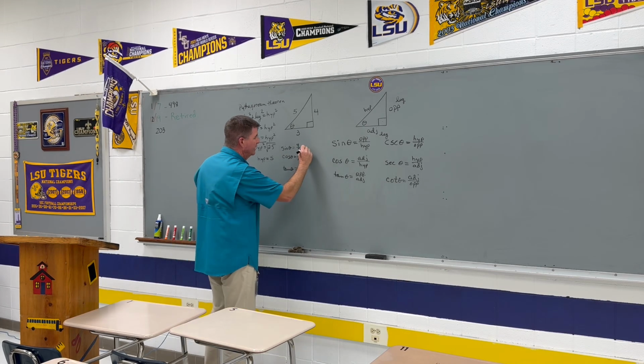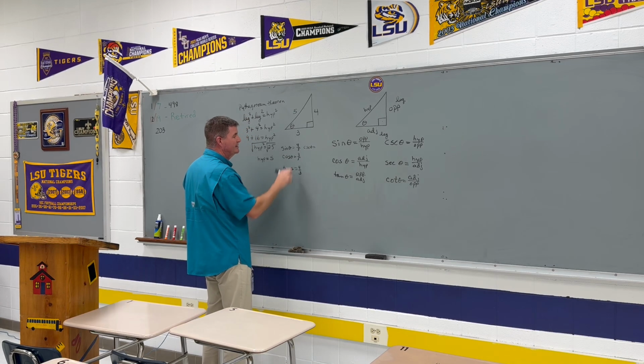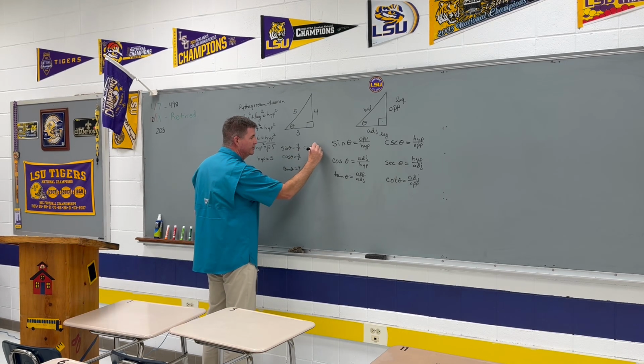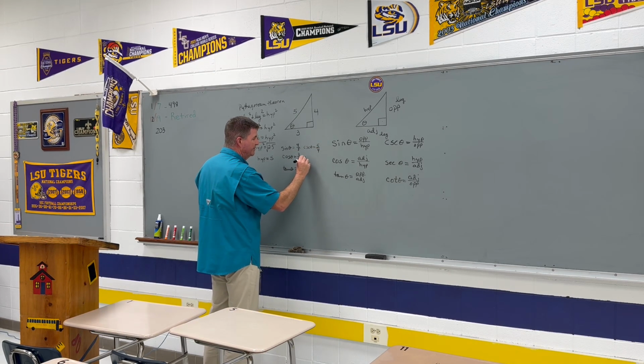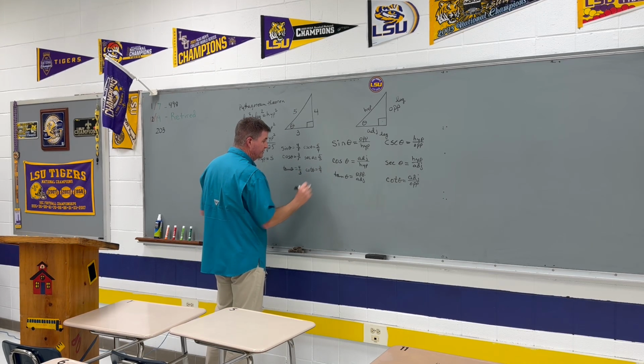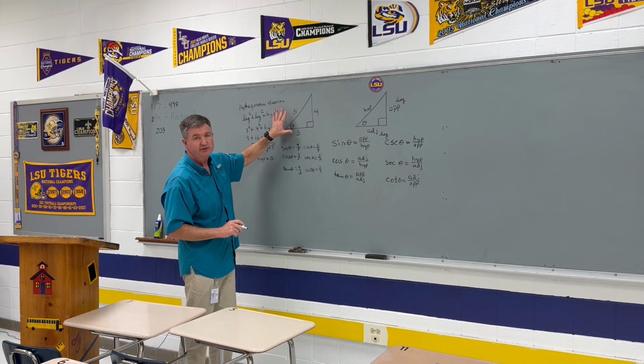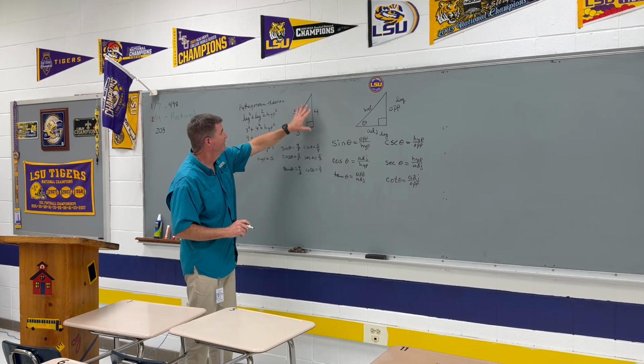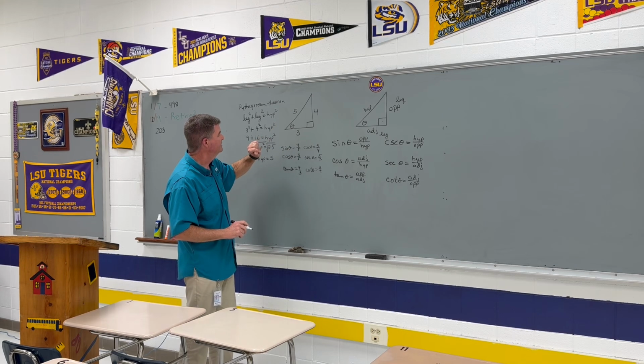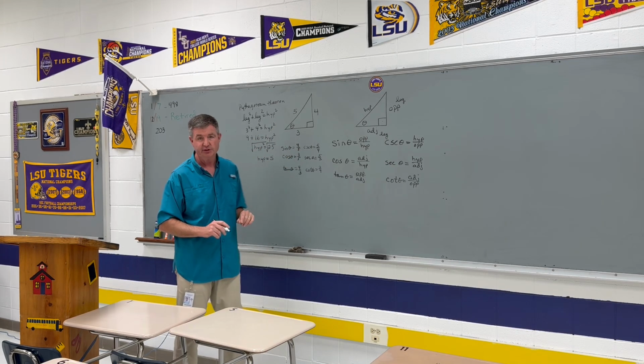We can then find the cosecant of theta by doing hypotenuse over opposite, or we can flip the sine, which will be 5/4. The secant is the flip of the cosine, 5/3. And the cotangent is the flip of the tangent, which is 3/4. So in this, we're more than likely going to be given 2 of the 3 sides. We're going to have to use the Pythagorean theorem to find the missing side, and then we're going to find the 6 trig functions.